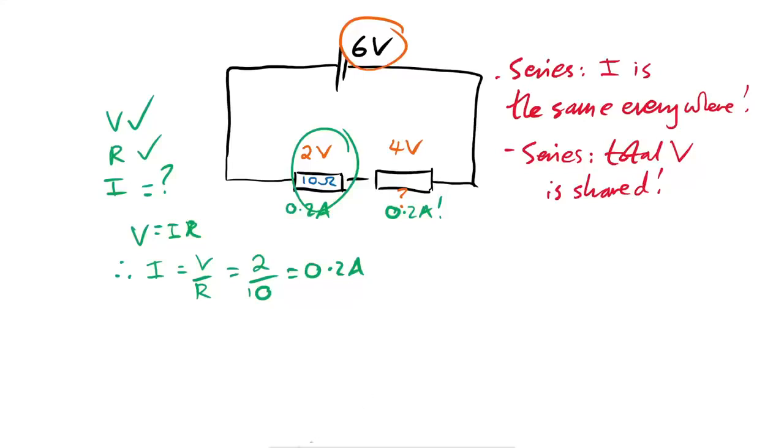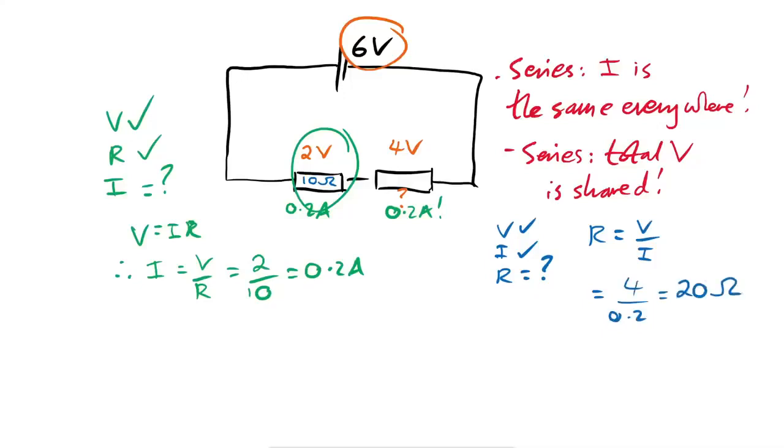So I now have V, and I have I for this second resistor. What can I find out? I can find out the resistance. Rearrange Ohm's law again. R is equal to V over I in this case. So that's equal to 4 divided by 0.2. And that gives us 20 ohms.